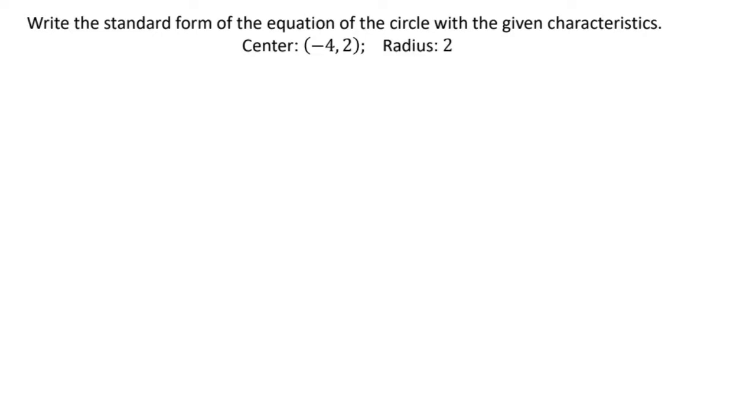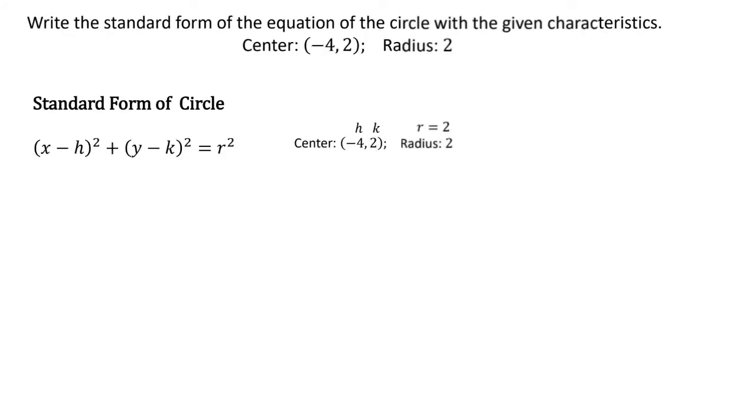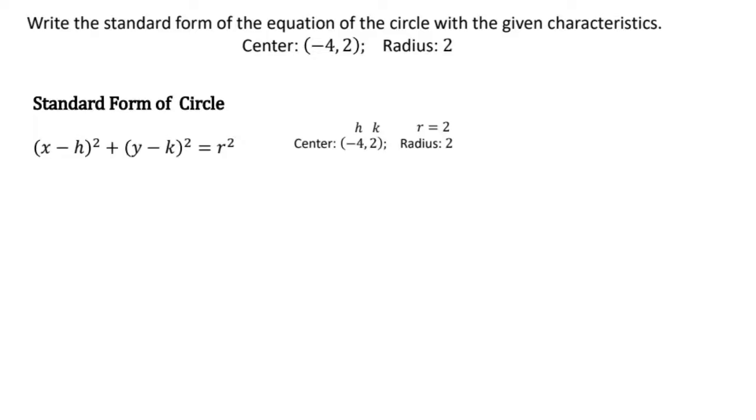All right, so let's look at this other example. Write the standard form of the equation of the circle with the given characteristics. We have a center at (-4, 2) and a radius of 2. So in order for us to do this, we need to know the standard form of a circle. The standard form of a circle is given by (x minus h) squared plus (y minus k) squared is equal to r squared, where (h, k) is my center and r refers to the radius.